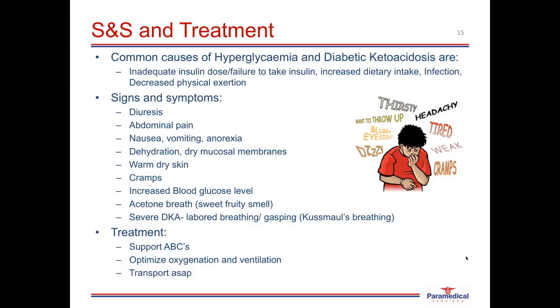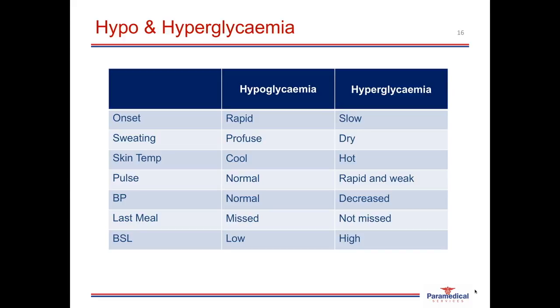And treatment includes supporting the patient's airway, breathing, and circulation, optimize the oxygenation and ventilation, and transport these patients ASAP. Paramedics are not advised to administer insulin in the pre-hospital setting because of the likelihood of causing hypoglycemic episodes. So we never assist in administering insulin in the pre-hospital setting, but transport them rapidly to hospital where they can receive the appropriate care.